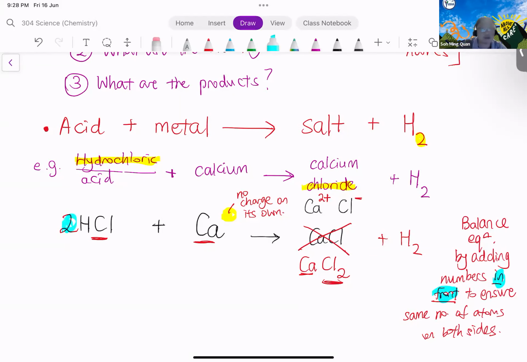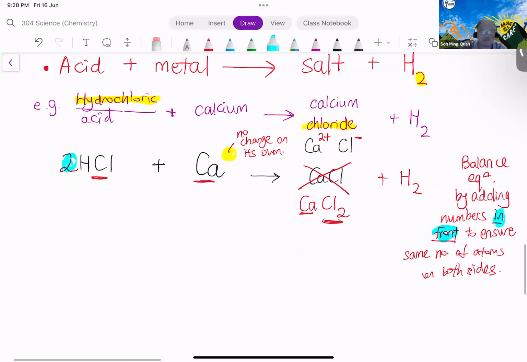Okay, and now this is the balanced chemical equation for the reaction between hydrochloric acid and calcium. So you recognize it's important to know the reaction. It is important to know the products. Once you know the product, like calcium chloride, you need to write the formula out correctly, ensuring that you have balanced out the plus and the minus charge.